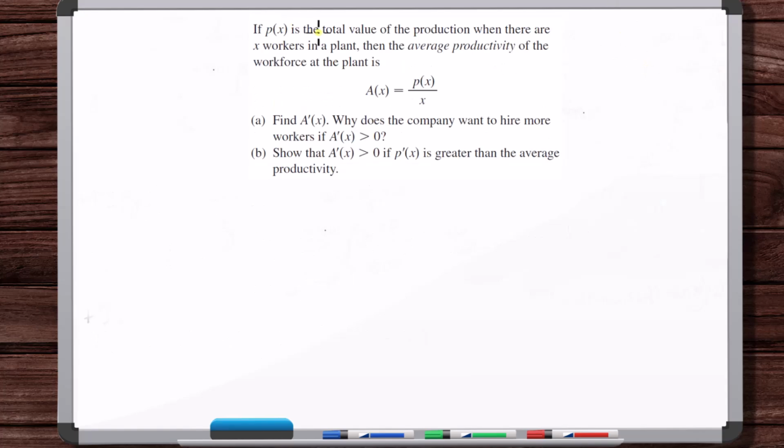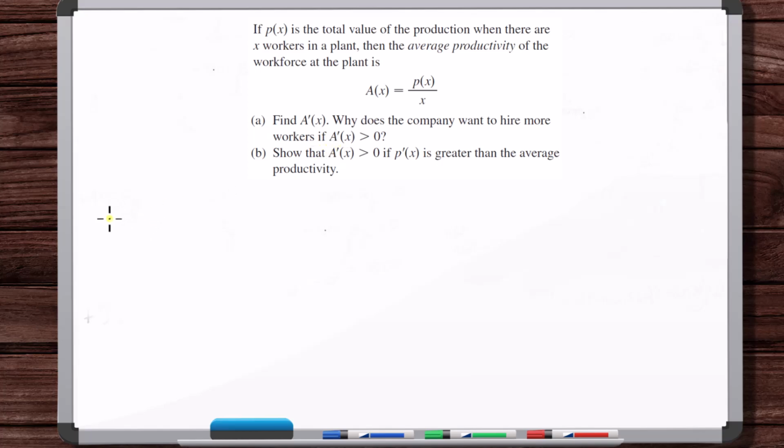If P of x is the total value of the production when there are x workers in a plant, then the average productivity of the workforce at the plant is A of x, equal to the total value of production with x workers divided by the number of workers. Part A, find A prime of x. Why does the company want to hire more workers if A prime of x is greater than 0?